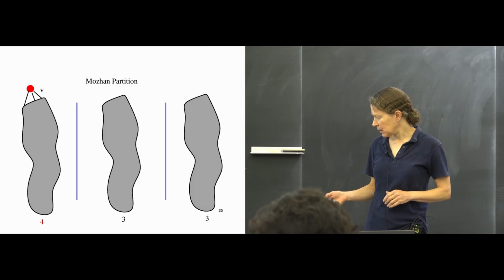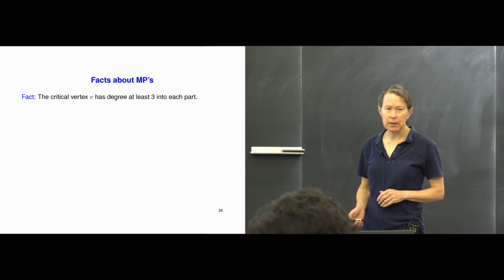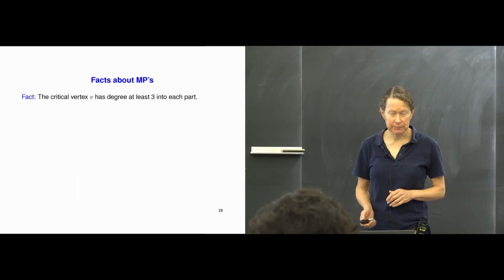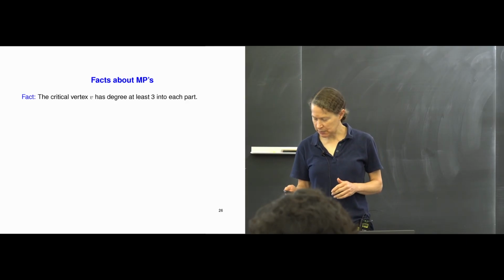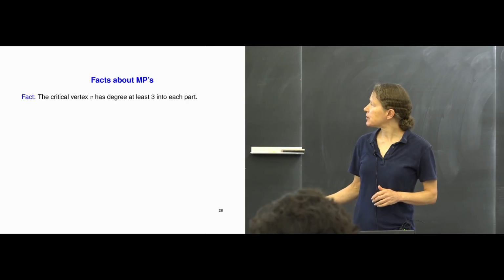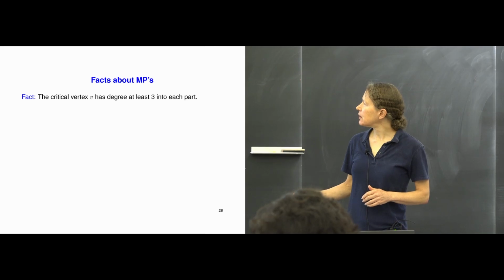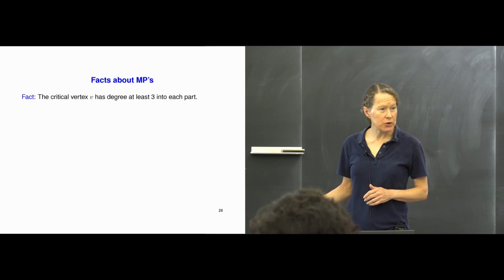Okay. So what can we say about them? Lots of fun things. Each one is an easy thing, but they all add up to being something very nice. Okay, so let's start. My critical vertex V, I claim, has degree 3 into each part.